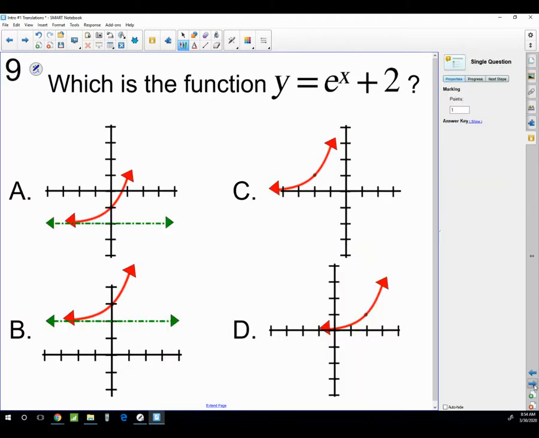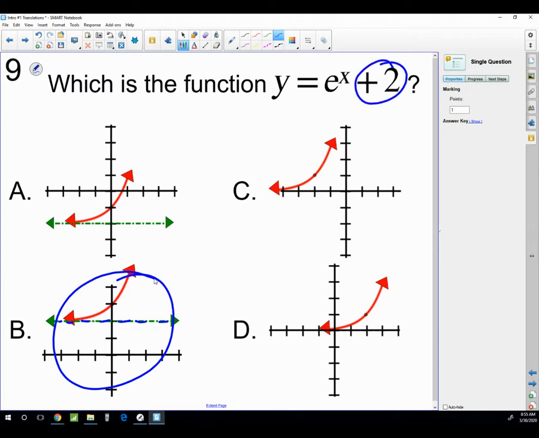All right, number 9. See if you can come up with the answer. The answer is B. In this particular function, you might want to focus on that asymptote because in the parent function, the asymptote's the x-axis, and the only thing that's going to move that is a vertical shift, and that's what we have here that we're going up to. Now, that point right there does go up to and hit right there.